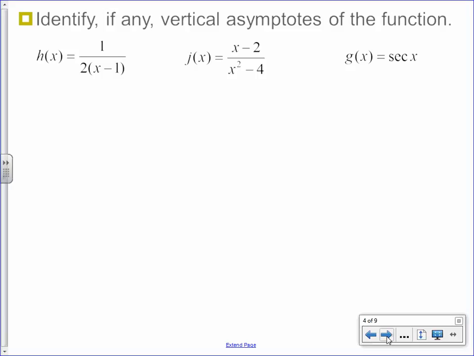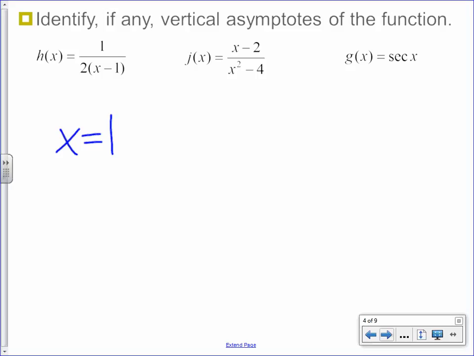Okay, so let's identify these asymptotes. H of x, Jimmy, where is our asymptote? Yes, thank you. At x equals 1, we have an asymptote. Do you agree with Jimmy? Yes. Excellent.